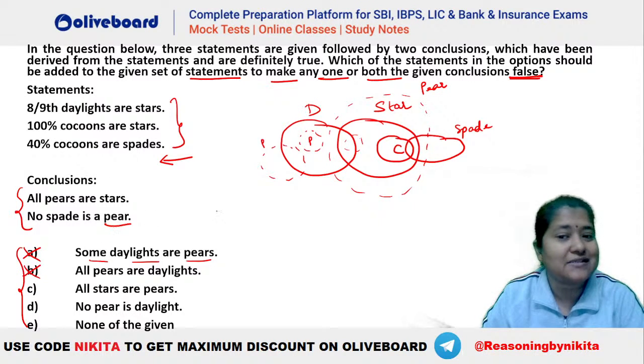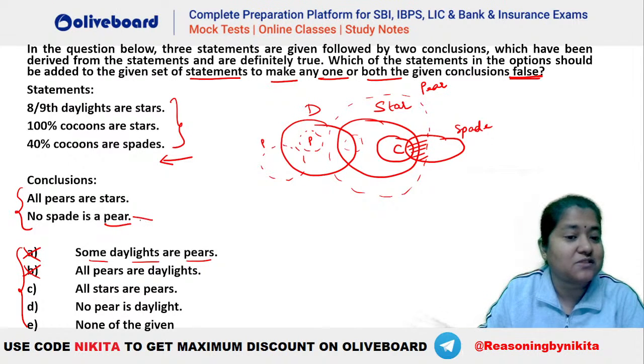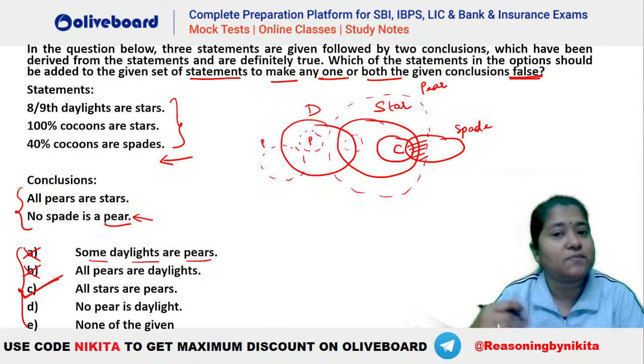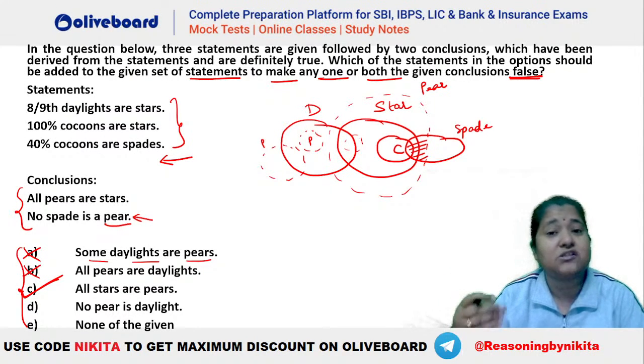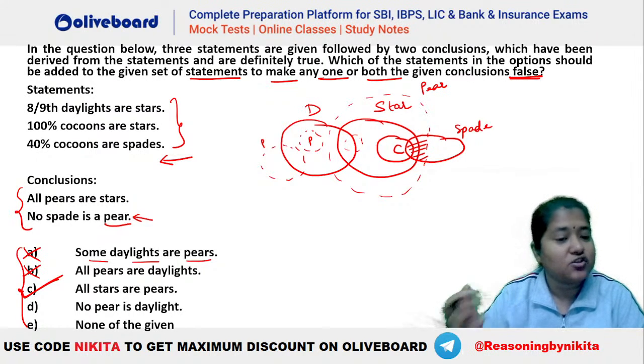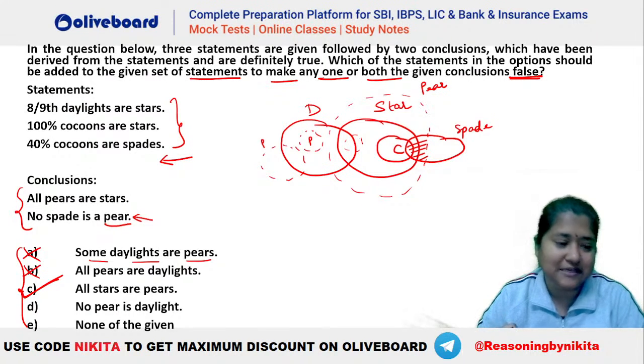But no spade is a pair. You can see that spade and pair will have a definite interaction here, isn't it? You can see there is a definite interaction between pair and spade. That means this becomes definitely false here. On adding option number C, you can see that the second conclusion becomes definitely false because pair and spade will have a definite interaction, isn't it? So the answer will be option number C.